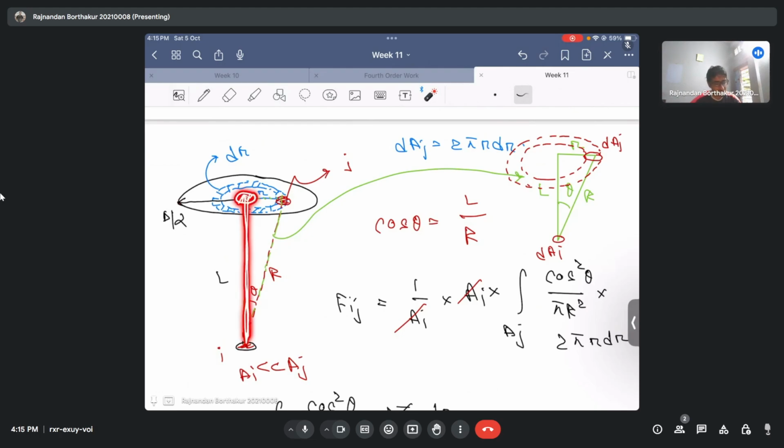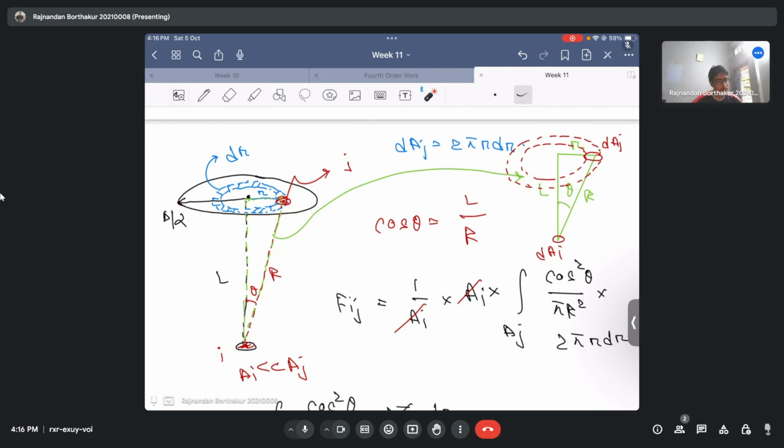But since it's a disk now, and because the center to center distance will keep on changing when I move along this direction in the disk, that's why we took a generic point, a generic differential area dAj, calculated the view factor for this differential area, and then the entire view factor would be just the integration when this area moves from this point to this point. That's the idea behind calculating this view factor. Okay, I hope this is clear.